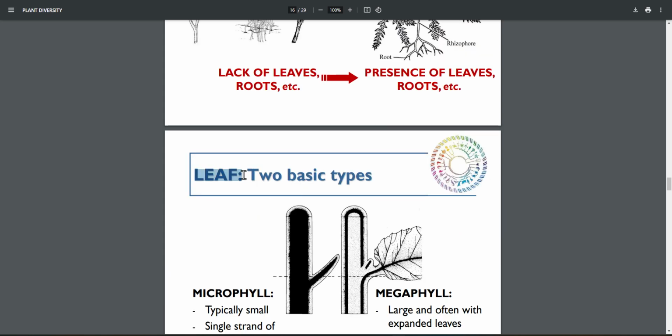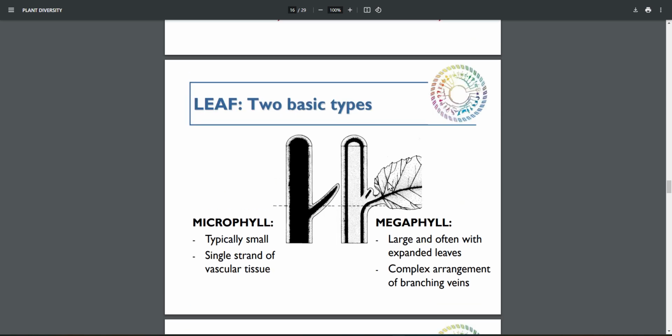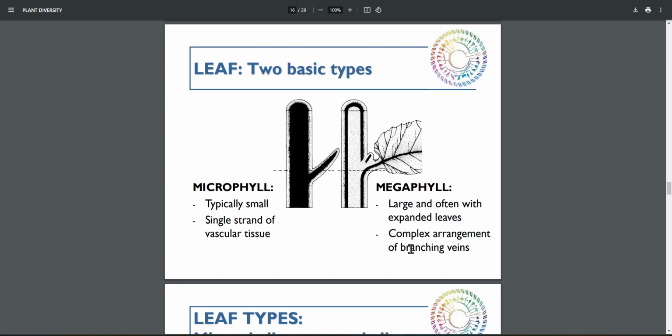All right. For a leaf, there are two types. We're going to the real bones here, the bone marrow type of horribleness. We were just on the meat, now we're on the bone marrow. So we have the microphyll. They're very small compared to the next one, and they have a single strand of vascular tissue. So this is the protostele, with one single strand of vascular tissue going through the microphyll, while the megaphyll is the bigger leaf, large with expanded leaves, and they have complex arrangements of branching veins.